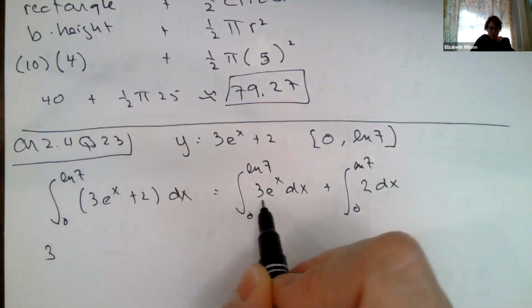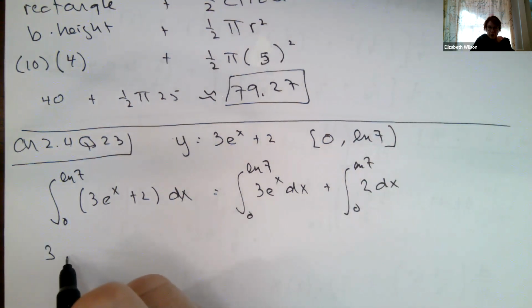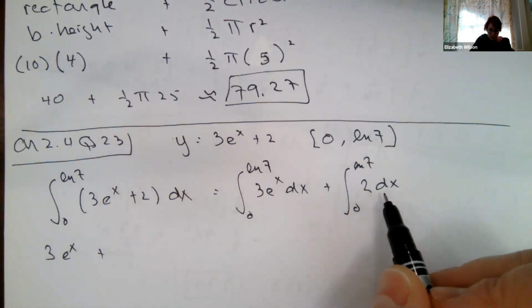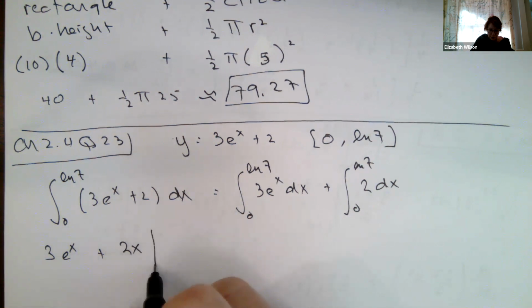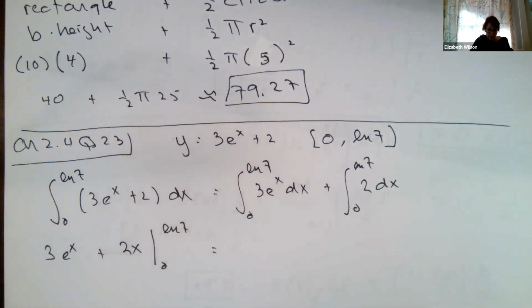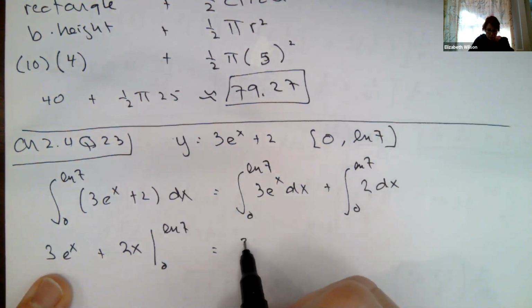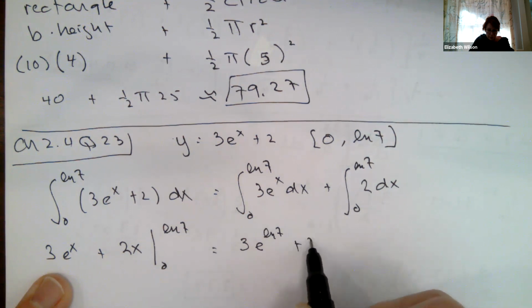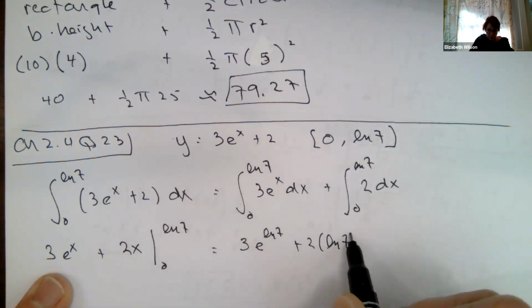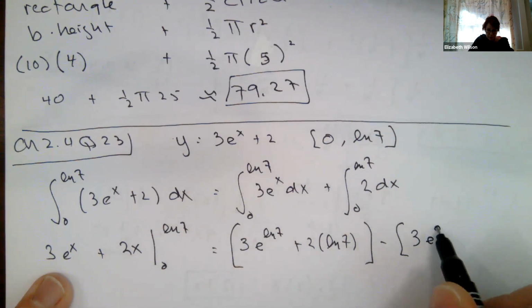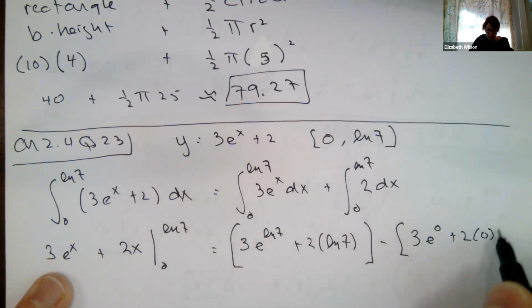So I've got the 3 as the coefficient that carries through. My integral of e to the x is just e to the x. This is going to be 2 times dx, this becomes 2x, and we're going to go from 0 to ln of 7. Now I do the fundamental theorem of calculus where I say 3e to the ln of 7 plus 2 ln of 7, minus 3e to the 0 plus 2 times 0.